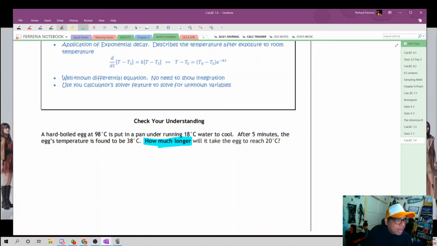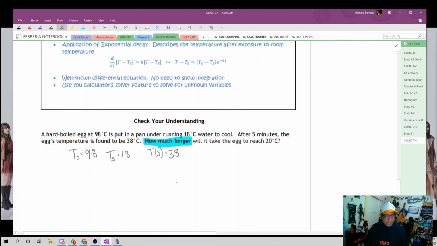So let's put our equation together. First of all, we'll write down the things we know. The original temperature of the egg is 98 degrees. The surrounding temperature, it's not really the air temperature anymore, it's the water temperature in the pan, that's 18 degrees. And T, the temperature after 5 minutes, is equal to 38 degrees.